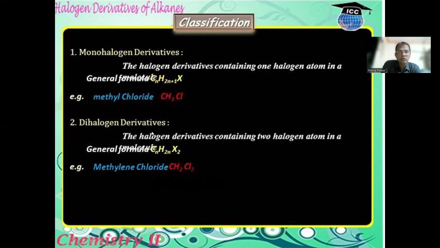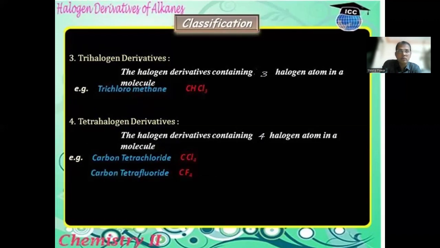Now second, dihalogen derivative. The compound in which two halogens are present is called as dihalogen derivative. So the halogen derivative containing two halogen atoms has the general formula CnH2nX2. Now here one more halogen is added, therefore the general formula is changed, right? And the example is this: this is methylene group, this is chlorine 2. So methylene chloride is the name of the product. Now you understood what the halogen derivatives are.